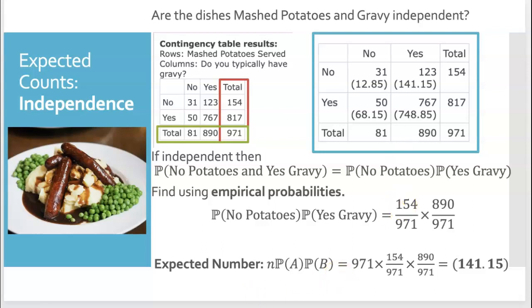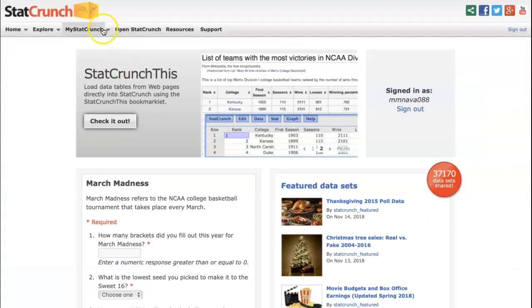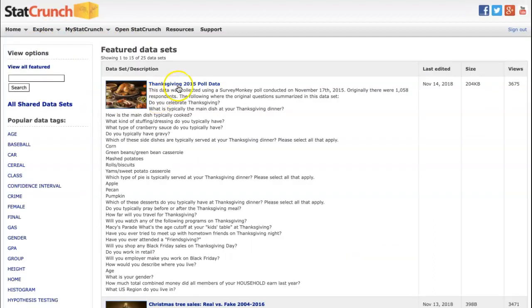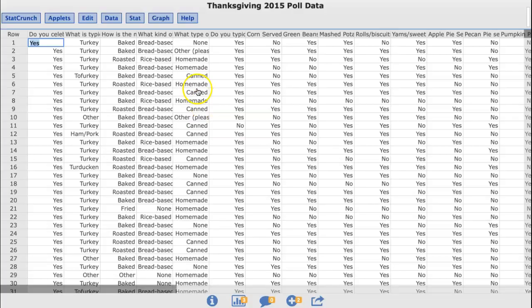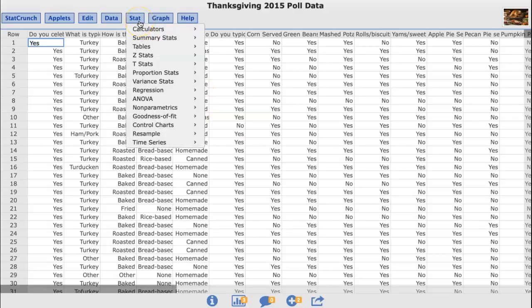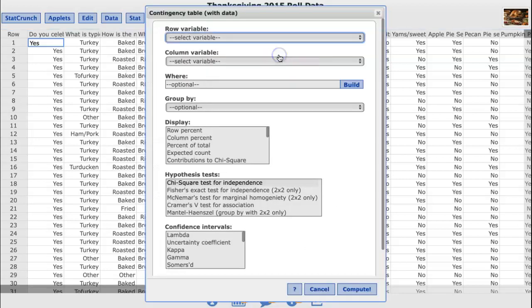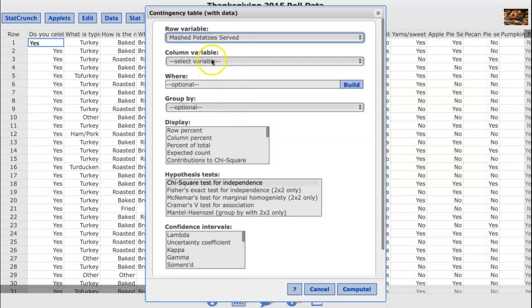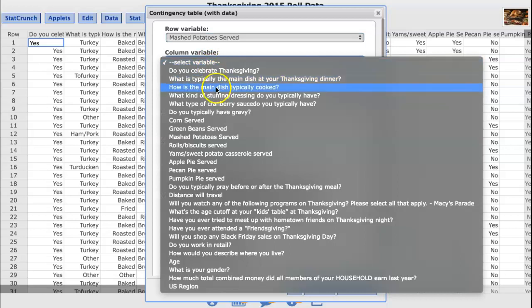Right, so let me just show you real quick in StatCrunch. So let's see, mashed potatoes and gravy. Let me go to my featured data sets here. Let me go to Thanksgiving. I'm going to do Stat, and then Tables, and then Contingency Table with data. So I'm going to plug in with data here. My row variable was mashed potatoes, and my column variable was gravy.